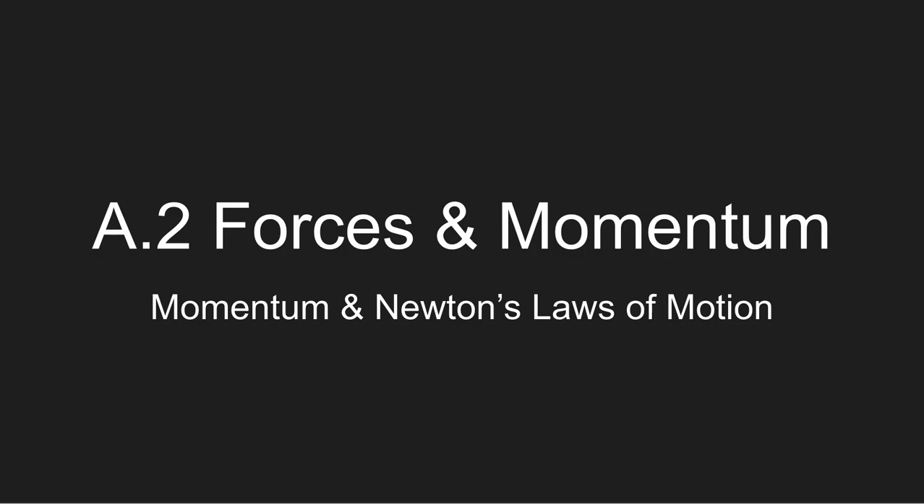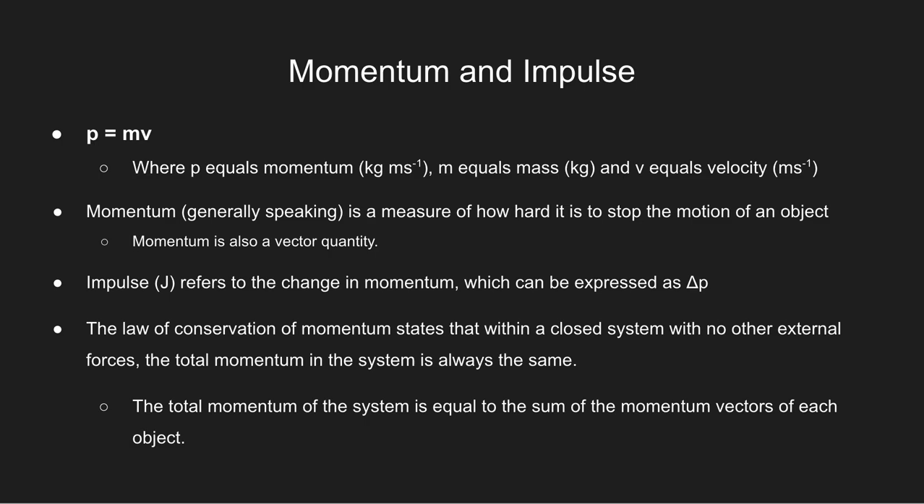On 8.2, forces and momentum, as well as Newton's laws of motion. So momentum, or p, measured in kilogram meters per second, is equal to the product of mass and velocity. That's the formula, p equals mv, that you'll have in your data booklet.